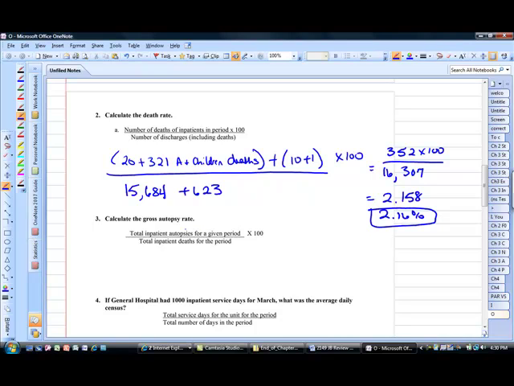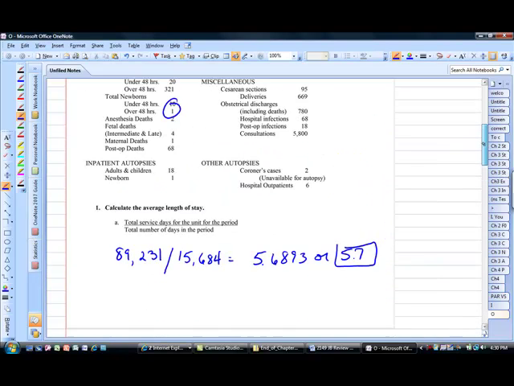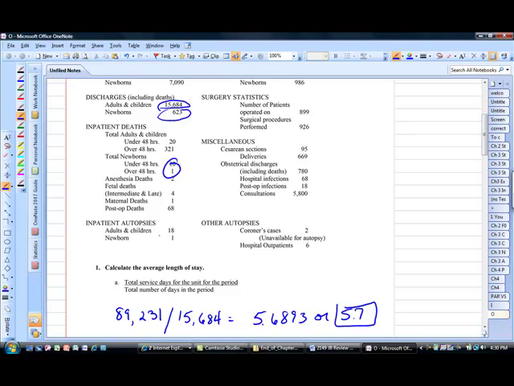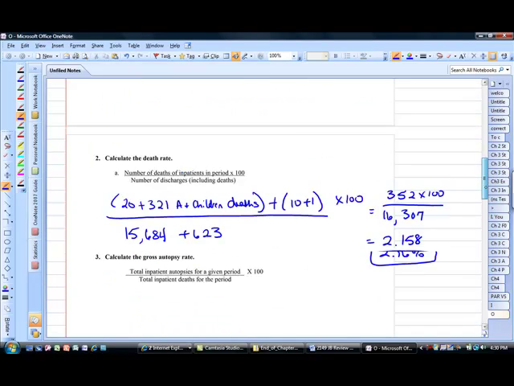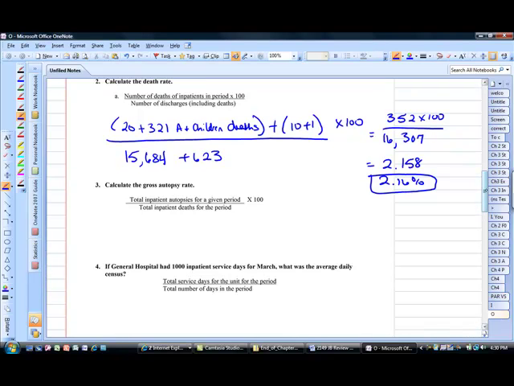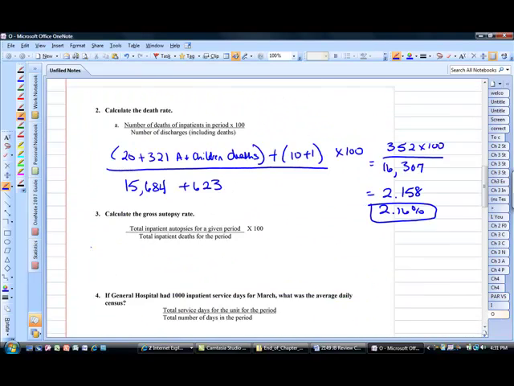Next, we're going to calculate the gross autopsy rate. For the gross autopsy, we're going to come back up to our table. Inpatient autopsies, we had 18 adult and children autopsies, we had 1 newborn autopsy. We're also going to include, with our formula, it says total inpatient deaths for the period. So we're going to include those inpatient 18 adult and children autopsies. And then we're going to add in our 1 newborn autopsy.